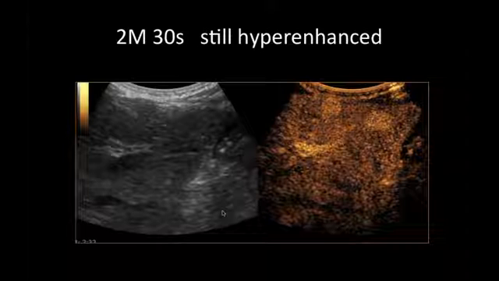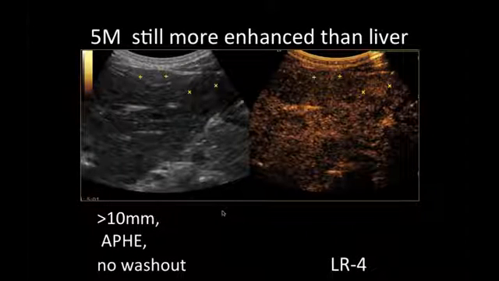So a greater than 10 millimeter nodule with arterial phase hyperenhancement and no washout, this would qualify for LR4. Now, this patient has been under surveillance for a considerable time. The observations have stayed exactly the same. And so after 2 years of persistent size constancy with no growth, this is another ancillary supportive feature suggesting benignity, and this lesion would be reclassified as LR3.